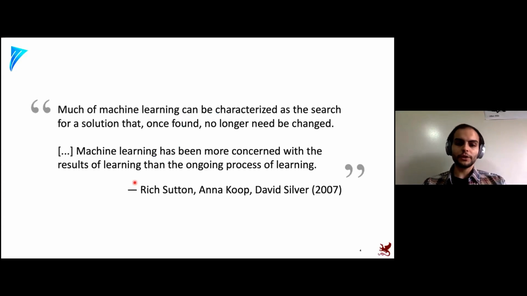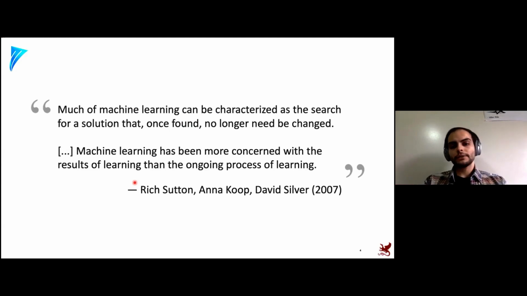All right, so what they're talking about is the standard setup in machine learning, where we have a data set and we learn some algorithm, then we extract a model, and then we're satisfied as long as the model's performance on a test set is good enough, right? So then they say that machine learning has been more concerned with the results of learning, or this model that we extract from the data, than the ongoing process of learning.